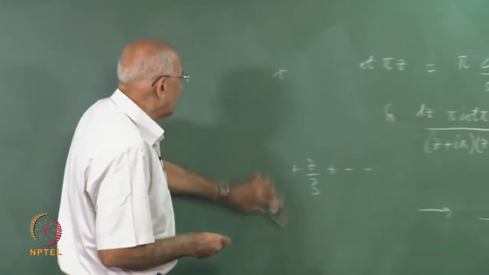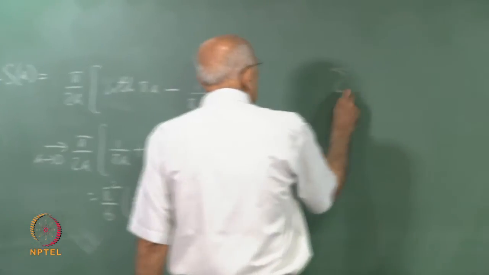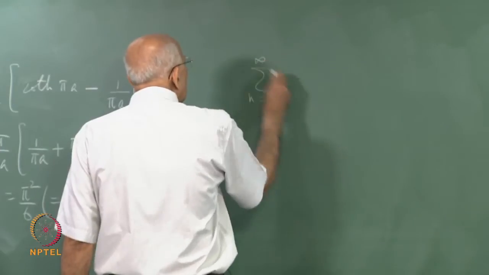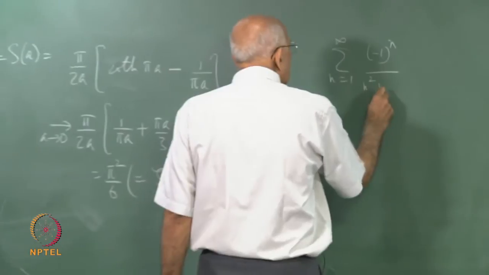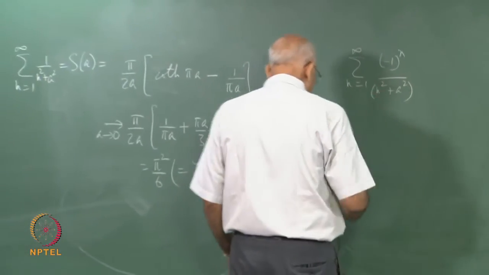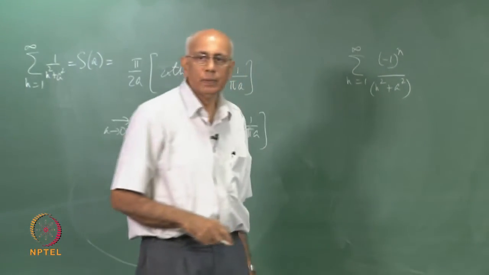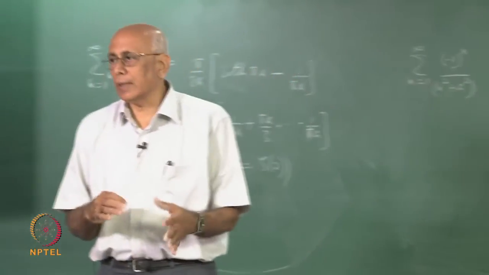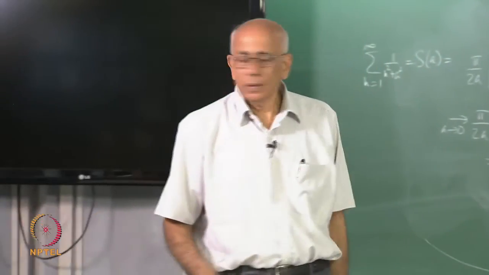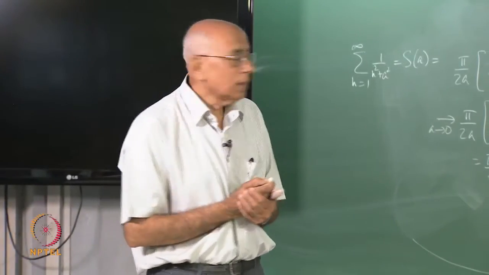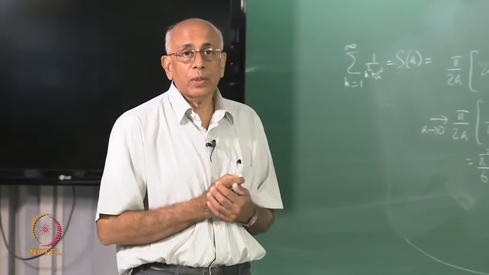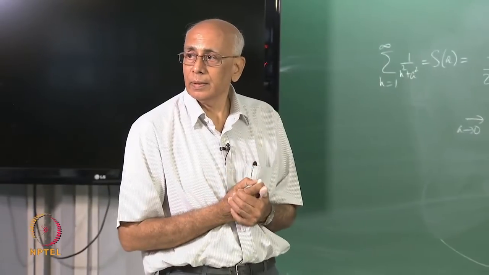What would you do if you had instead of this series, suppose you had the series, n equal to 1 to infinity, minus 1 to the power n over n squared plus a squared. What would you do then? There are series which alternate after all in sign. Whenever it does not alternate, this pi cot pi z was very nice. But what would you do if you had minus 1 to the power n sitting there?